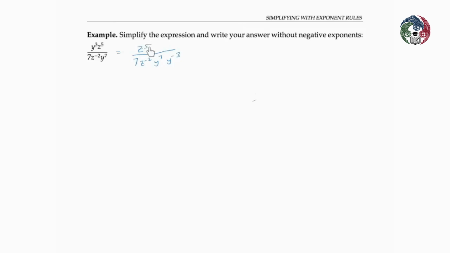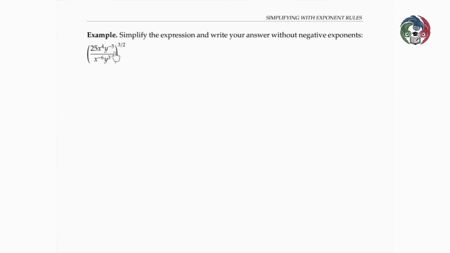Now, since I have a positive exponent on z in the numerator and a negative exponent in the denominator, and I want to get rid of negative exponents, I'm going to pass the z's to the numerator. A z to the minus 2 in the denominator becomes a z to the plus 2 in the numerator. Notice that my number 7 doesn't move when I do any of these manipulations, because it doesn't have an exponent. And the exponent of negative 2, for example, only applies to the z, not to the 7. Now that I've got all my z's in the numerator and all my y's in the denominator, it's easy to clean this up using the product rule. And I have my simplified expression.